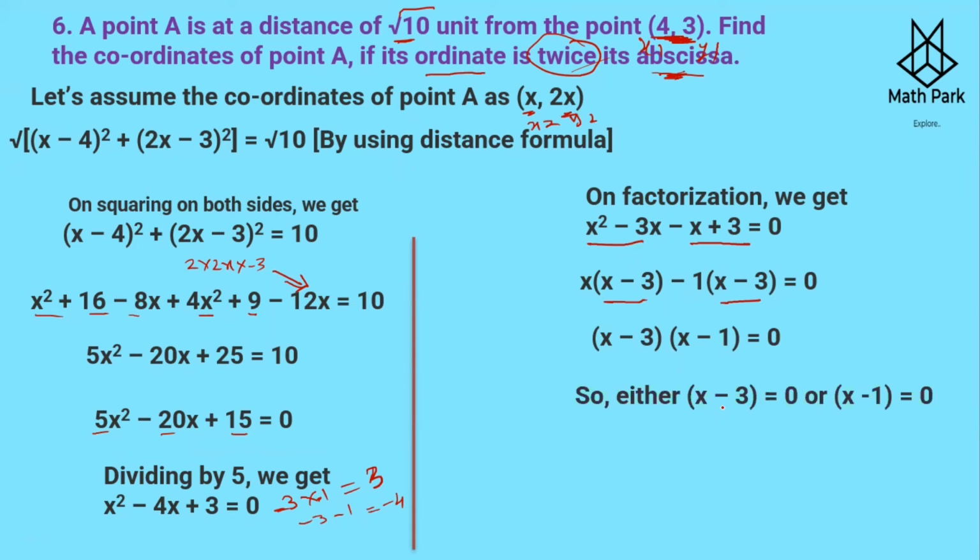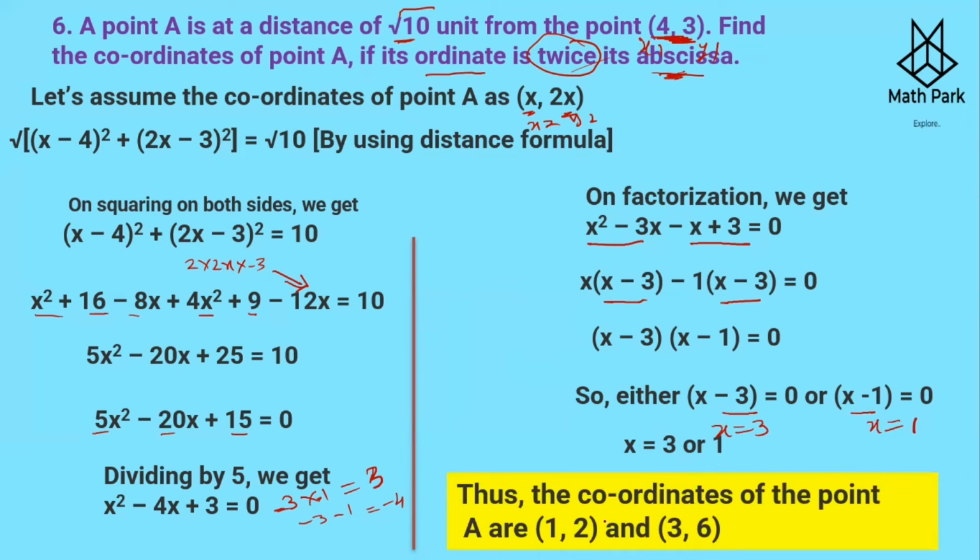So either x minus 3 will be 0 or x minus 1 will be 0. If x minus 3 is 0, you get x is equal to 3. If x minus 1 is equal to 0, you get x is equal to 1. So this is how we get the values of x as 3 or 1. Now you are asked to find the coordinates of the point A. So if I take x is equal to 1, then this is x and 2x, this is how it becomes (1, 2). If I take x is equal to 3, and 2 times 3 is 6. So the required coordinates are (3, 6) or (1, 2).